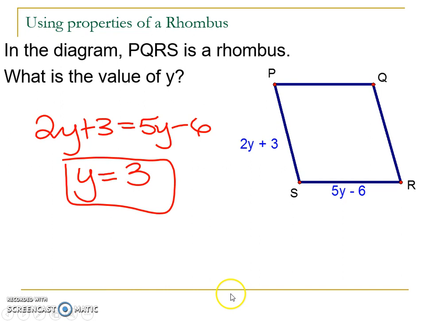Because they're all congruent sides, this side is congruent to this one. So you can put 2y + 3 = 5y - 6. Put the equal sign. Then you subtract 3y, subtract negative 3, and divide, and y equals 3. So the answer is 3 for that.